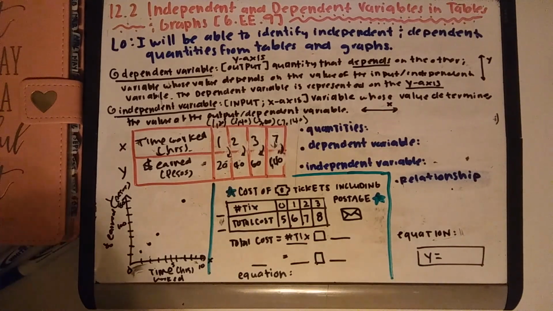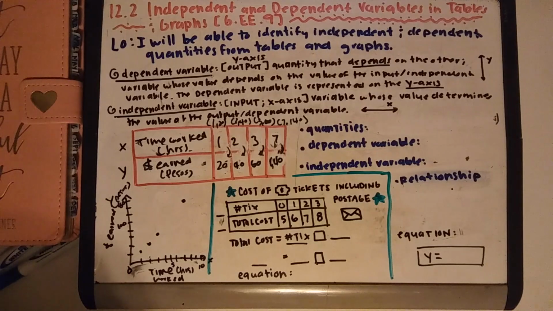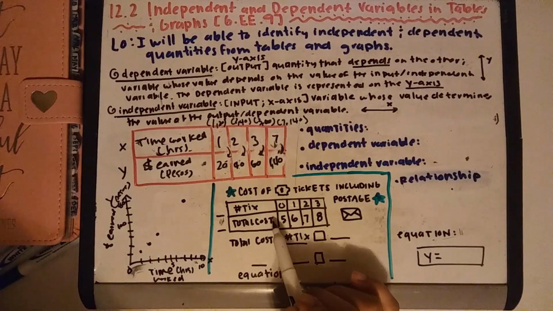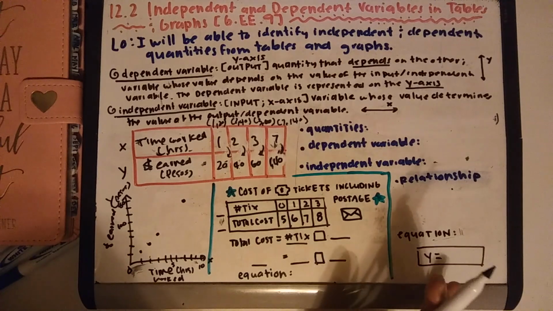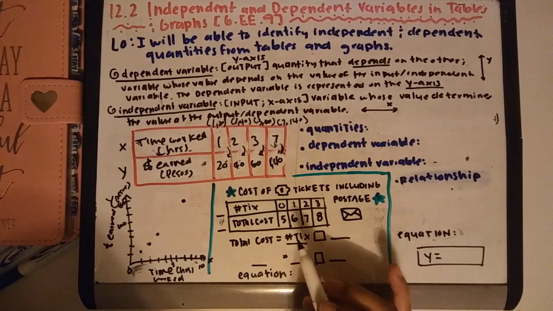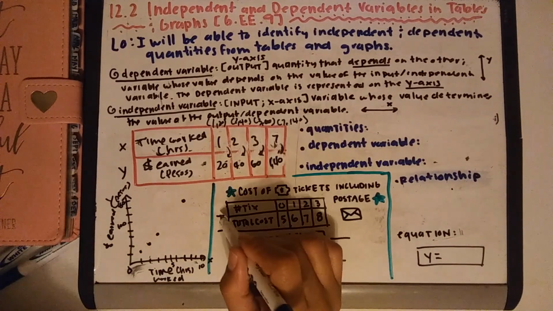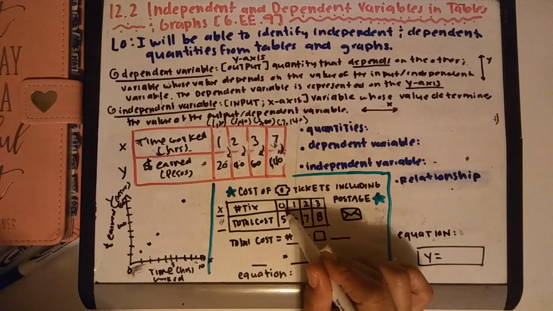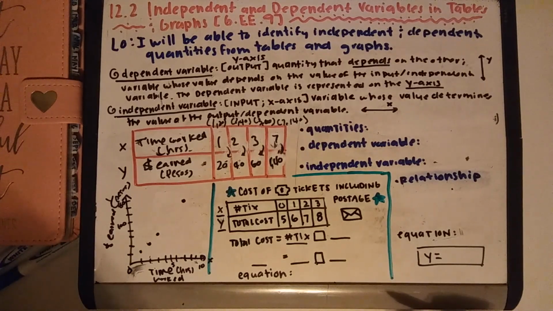Let me go ahead and do this one. So this one is the cost of tickets, including the mailing, the postage. And so I have number of tickets and how much it's costing. The first thing I have to figure out is which one is the dependent. Are the tickets going to depend on the cost, or is the cost going to depend on how many tickets I get? The tickets are my x, that's the independent. Depending on how many tickets I get is how much money I'm going to pay, and the total cost is going to be my y. Okay, so those are my two quantities there.